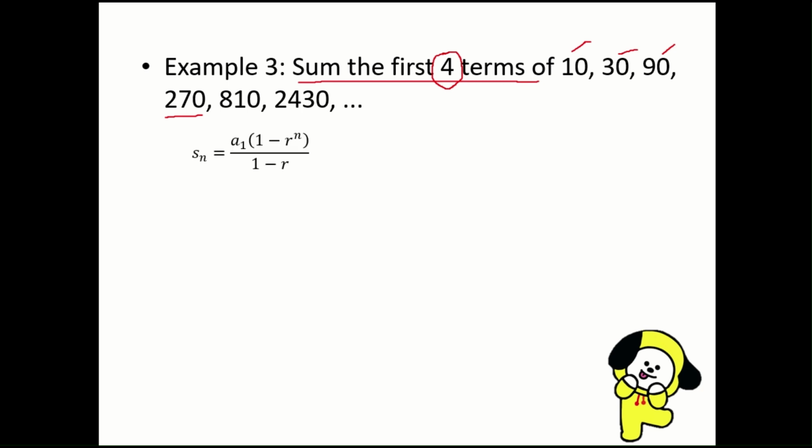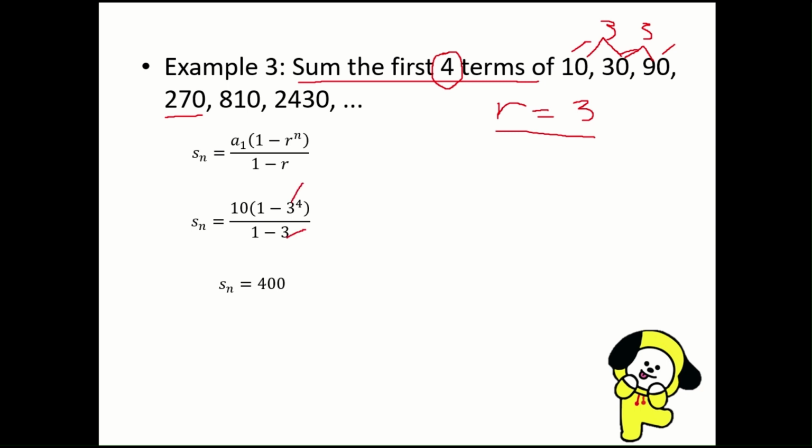But to make sure that we do it well, we should make use of our formula. And then the value of our r here, that's 10 times 3 is equal to 30. So 10 times 3 is 30. Then 30 times 3 is 90. Therefore, r is 3. You can see it there, 3 for the value of r.